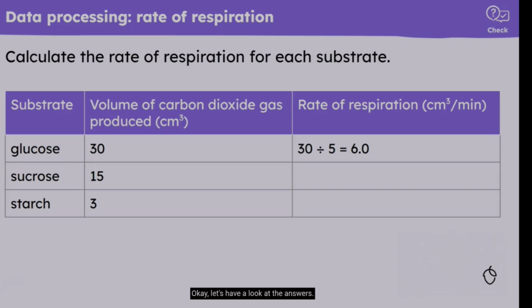Okay, let's have a look at the answers. So for sucrose, we need to do 15 centimetres cubed divided by 5, and that gives us 3.0 centimetres cubed per minute. For starch, we need to do 3 divided by 5, and that gives us 0.6 centimetres cubed per minute. Well done if you got those right.